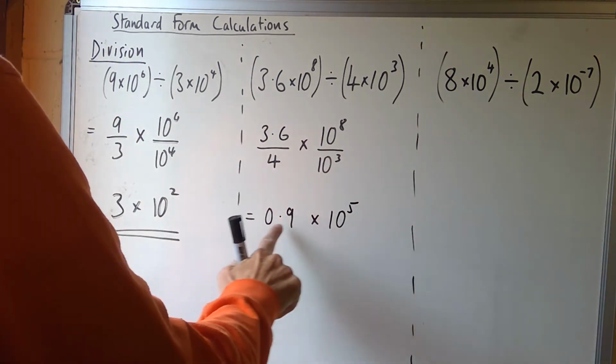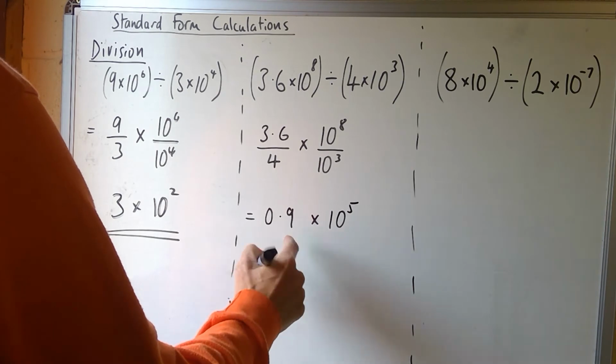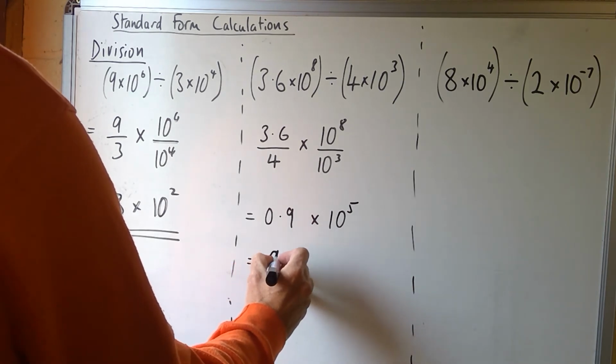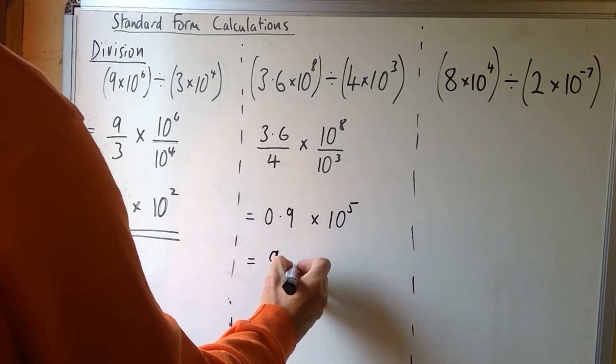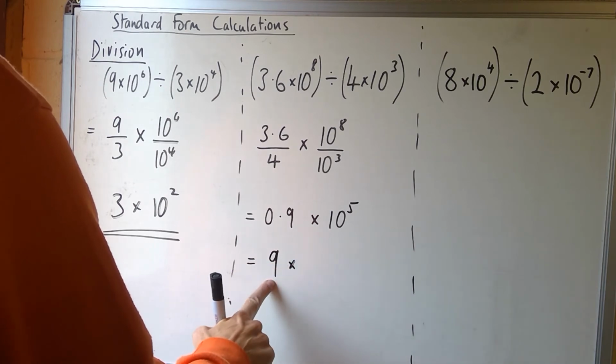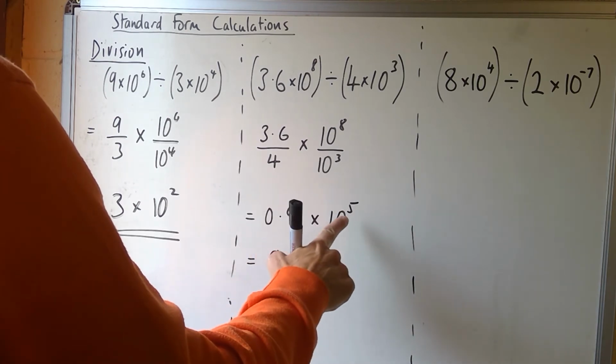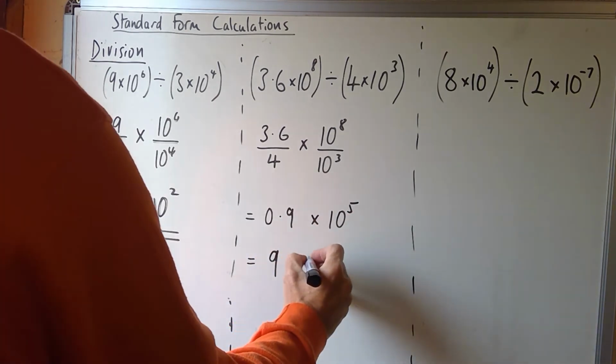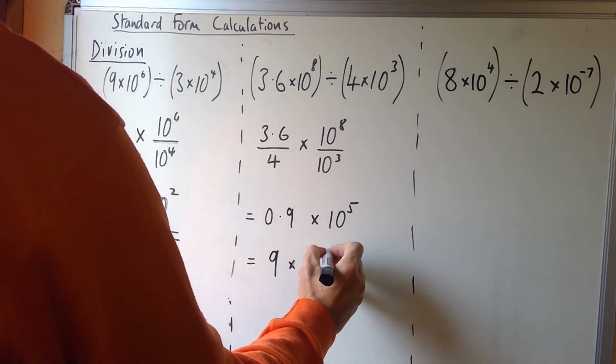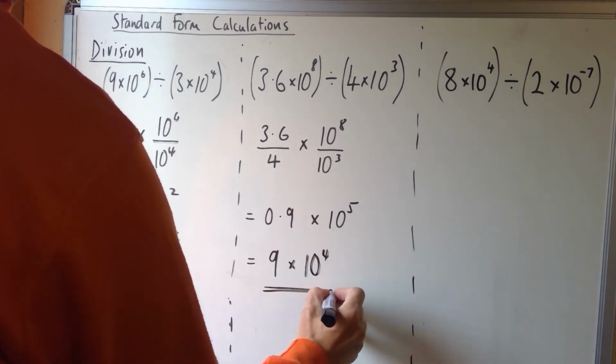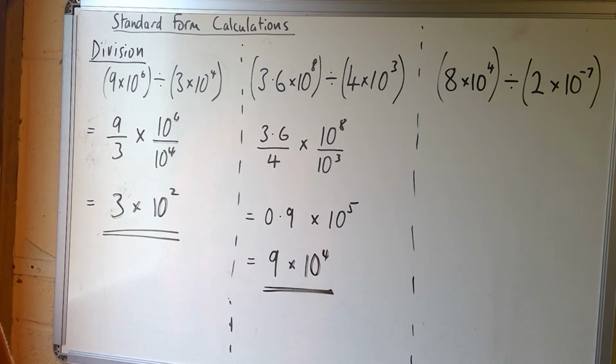This is not in standard form though, because this first number has to be greater than 1. So I multiply that by 10 to get it into the correct format. 9's fine, and then I need to divide this by 10, so reduce the power by 1. 9 times 10 to the 4.